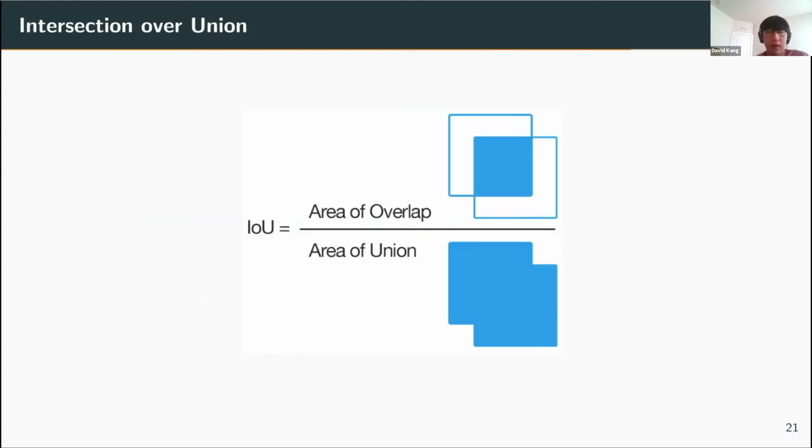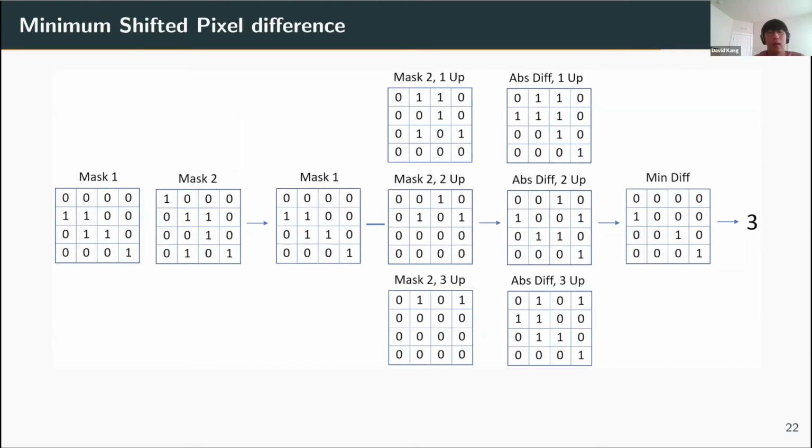So quickly talking about intersection over union. You can think of the two blue boxes as the KFOs. So you find the intersection on the image of the two KFO predicted classes. You divide it by the union. And then here is the minimum shifted pixel difference.